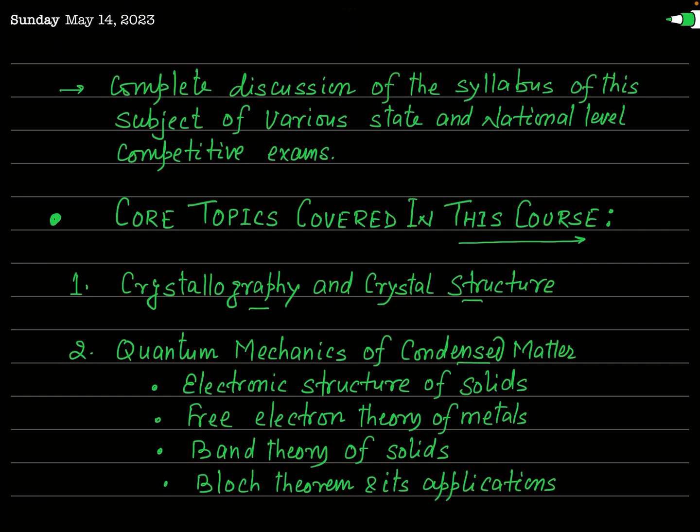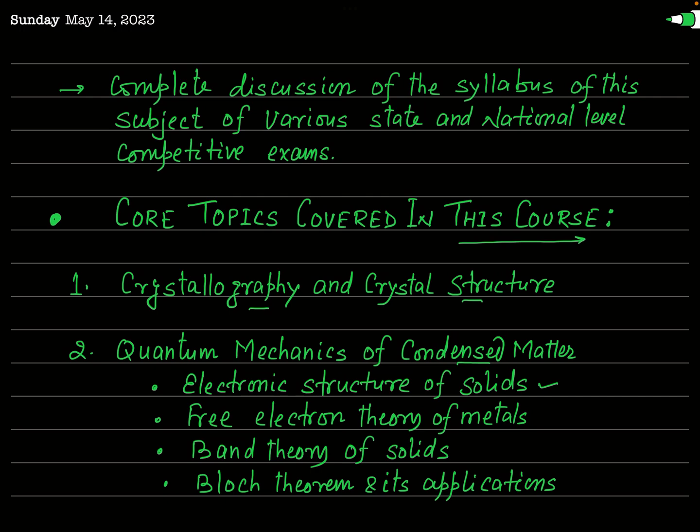In this quantum mechanics of condensed matter, we will deal with the electronic structure of solids and the free electron theory of metals, which is very important, in which the problems of density of states, Fermi energy, and electronic specific heat arise. These are the most important problems which are frequently asked in your examination, and the videos on this chapter will cover all these things.